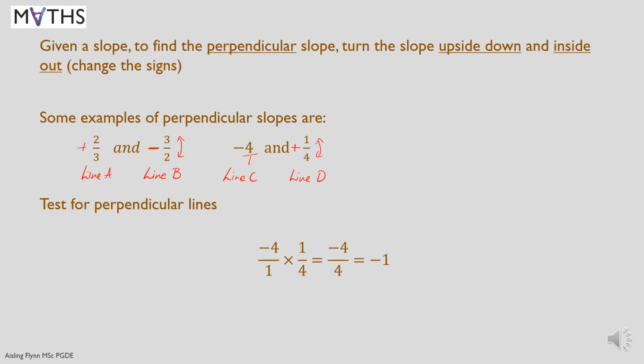Now the test for perpendicular lines is if you take two slopes and multiply them by each other, you should get an answer of minus 1. So we've taken lines C and D here as the examples. Minus 4 over 1 multiplied by 1 over 4: on the top line, minus 4 by 1 is minus 4, and bottom by bottom, 1 times 4 gives you 4, and minus 4 divided by 4 gives you minus 1. So you can say that line C is perpendicular to line D.